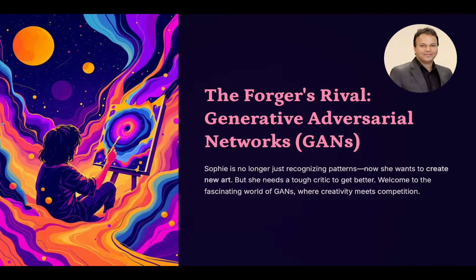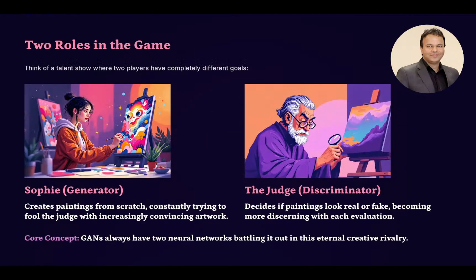So this makes the whole generative AI very interesting. So there are two roles in a GAN. Generative adversarial networks have two components. One is a generator, another one is a discriminator. Those are the components.